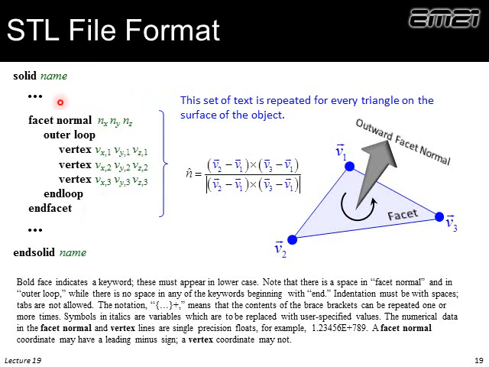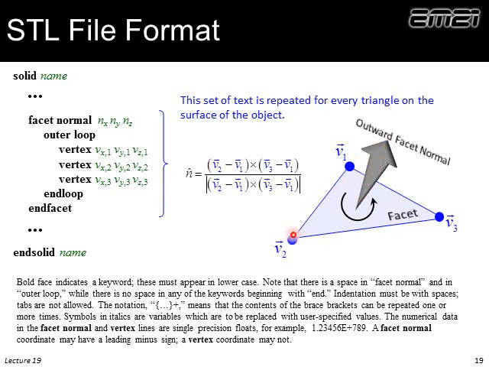So let's think about the information for each triangle. Over here I'm drawing a triangle, and this follows something called the right-hand rule. If we take our right hand and we curl our fingers around those points going counterclockwise, then the surface normal points in this direction.